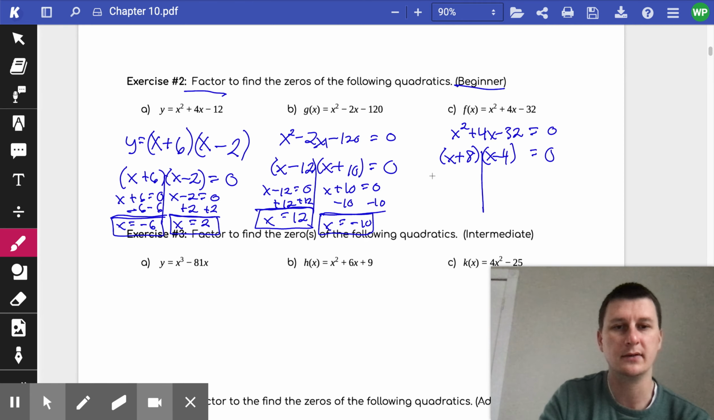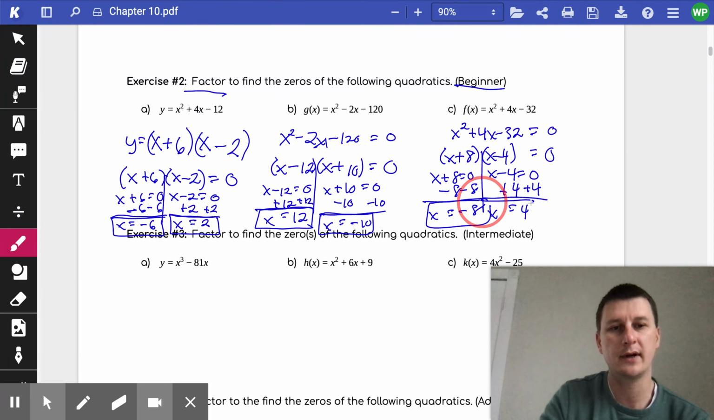So after I get my two numbers, I set each factor equal to 0, and then solve. Let's subtract 8 on this side, and we get x equals negative 8. And let's add 4 on this side and get x to equal 4.